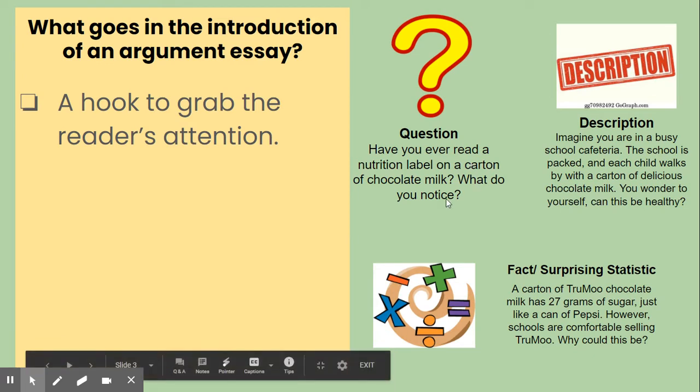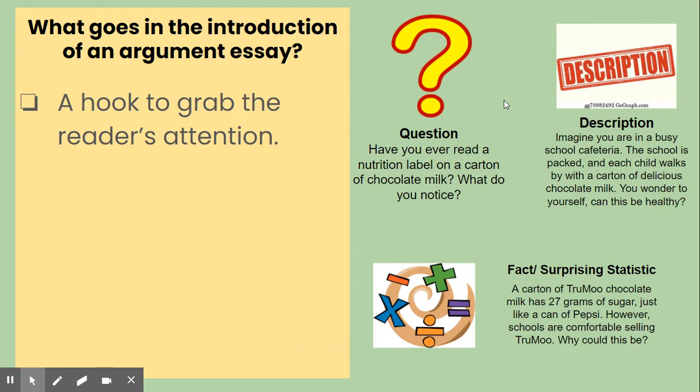We might try a question hook, where we just ask our reader a question. A description hook, where we set a scene that's related to our topic to paint a picture in our reader's mind, or we might use a fact or surprising statistic that will be interesting to our readers.